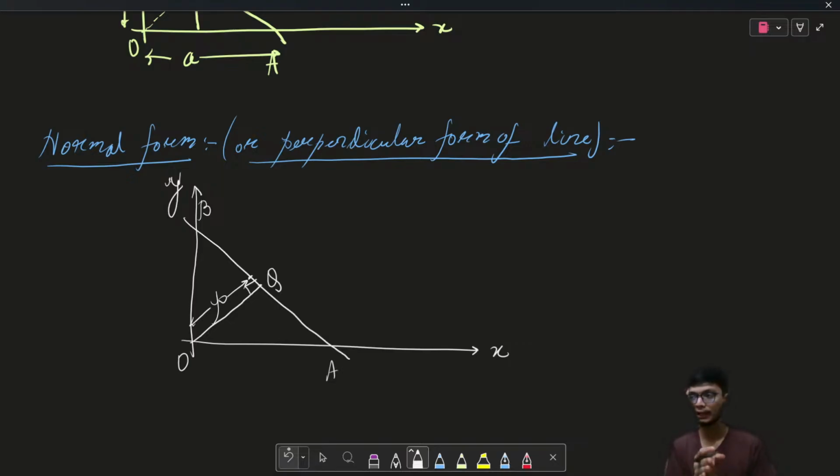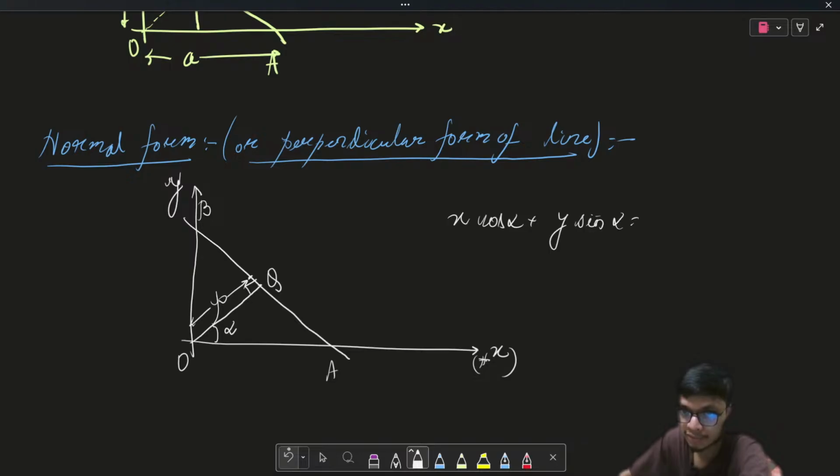So if I have this particular information about the problem, and also it is mentioned that the equation of the straight line upon which the length of the perpendicular from the origin is P, and this perpendicular makes an angle alpha with the positive x-axis, then the equation of the line can be written as x cos alpha plus y sin alpha is equal to P.